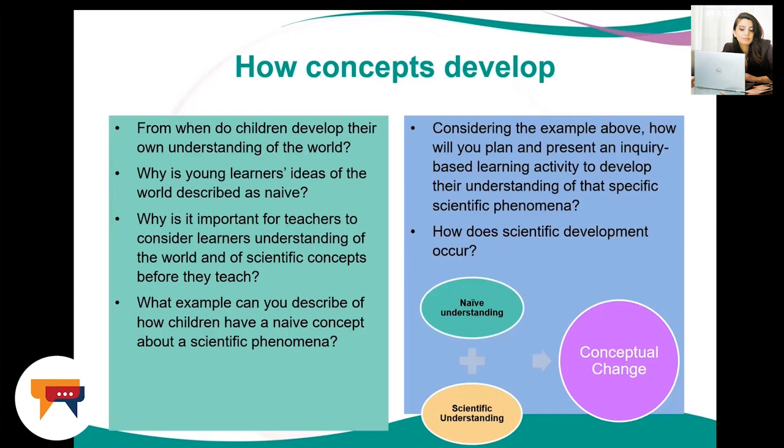It is important that teachers know what learners' understanding is of scientific concepts before they actually teach them. This is how you can go back to what they think and tell them basically why it is this way through examples. So what example can you describe of how children have a naive concept about a scientific phenomenon?